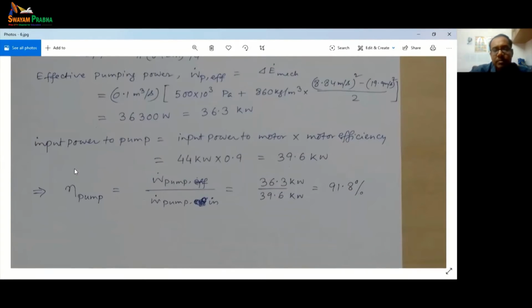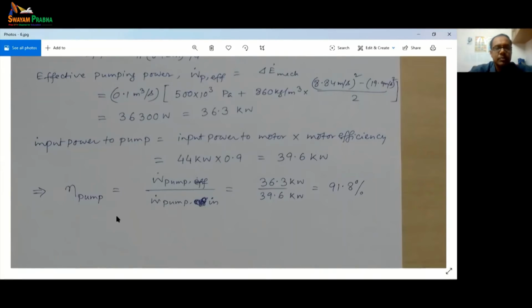Okay, now what is the input to the pump? We are after the efficiency of the pump, so we have to find what is the input and what is the output. Output we have already found, that's 36.3 kilowatt. Now input is coming through the motor, right? So input to the pump is nothing but the input to the motor into motor efficiency, because not whatever is input to the motor is getting transferred to the pump, so we have to multiply it with motor efficiency. So these are also given, and you have 39.6 kilowatt.